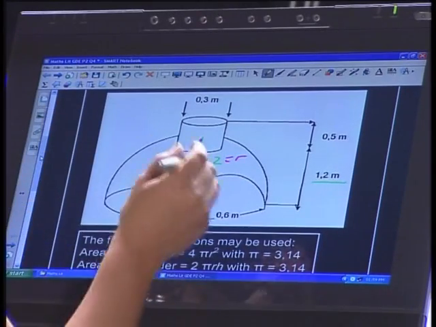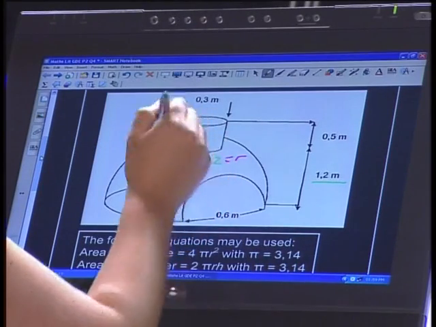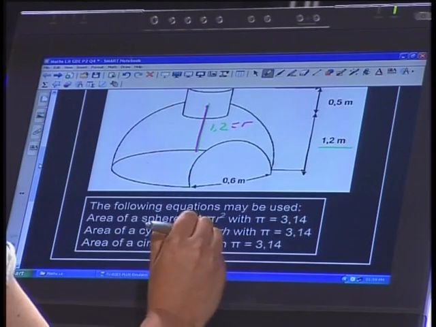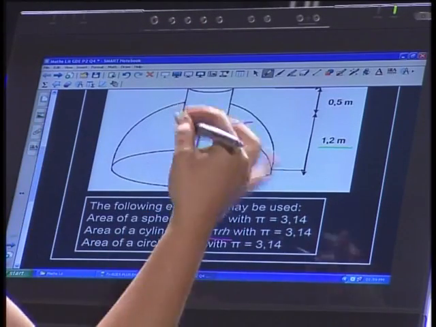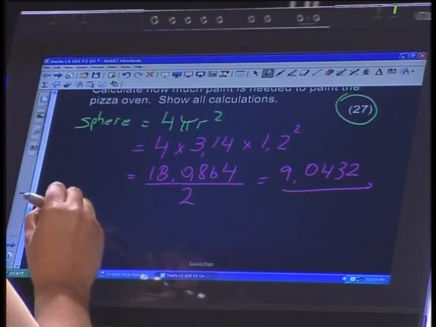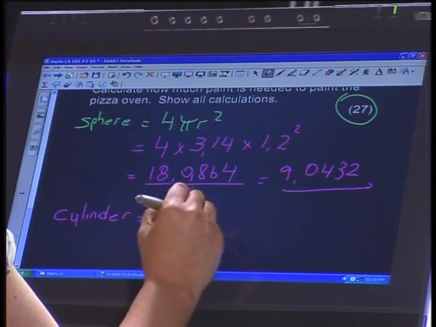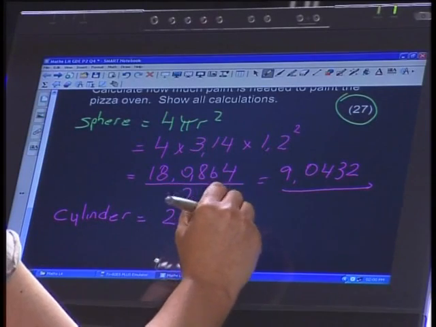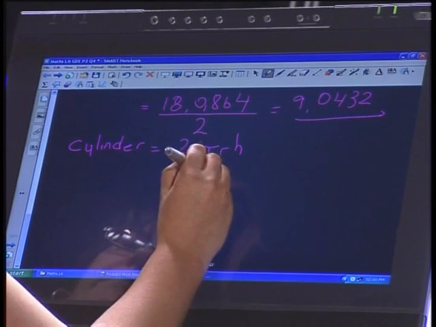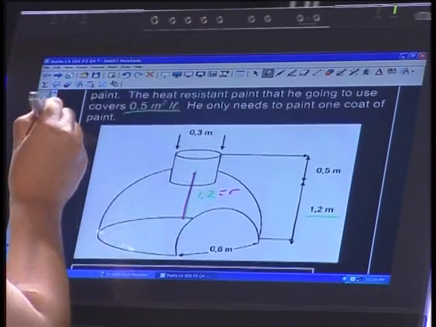The cylinder. So we're going to calculate the cylinder. Okay. Now, for our cylinder, we've got our formula: 2 times pi times r times h. So let's go through and work out our cylinder. My formula is 2 pi r h. Now let's substitute in. So we've got 2 times pi, which is 3,14. What is the radius of my cylinder, Agnes?